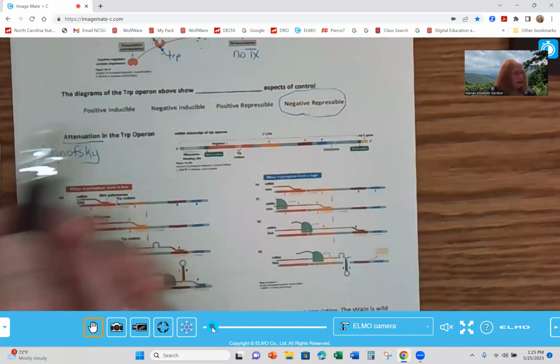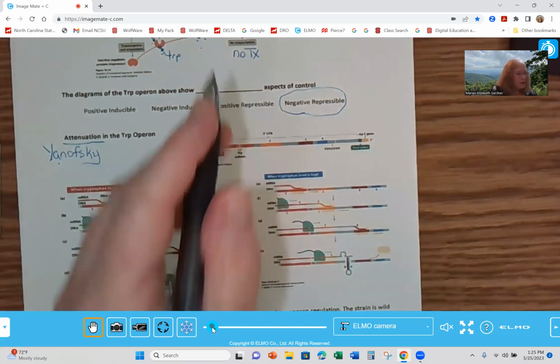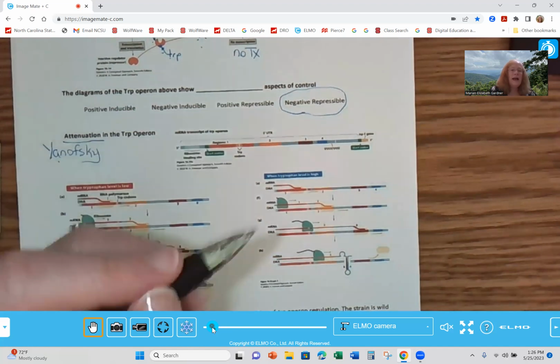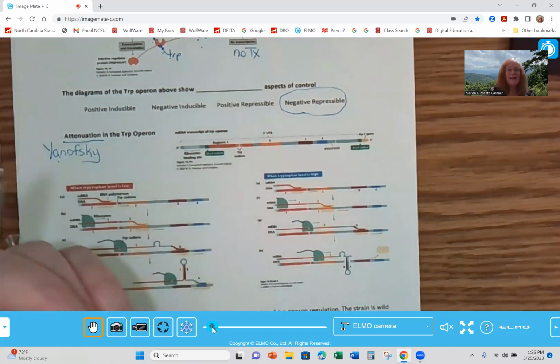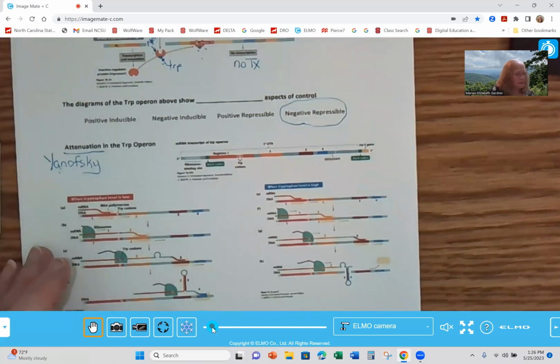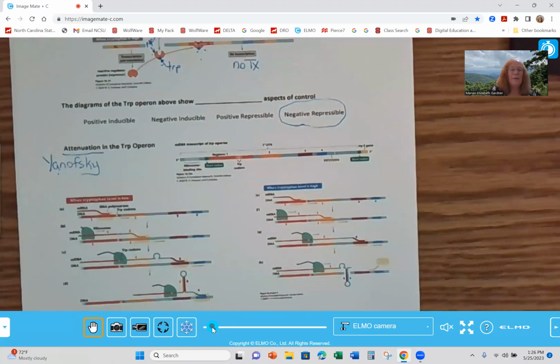Yanofsky figured out that there is actually an area of messenger RNA produced before that first gene product will need to be translated. And within that area, if he had deletions, he noticed he got a lot more transcription and then translation of his enzymes than he would have thought when there was plenty of tryptophan present. So he looked at that area a bit. And he noticed that this area has 2 codons for tryptophan in a row.